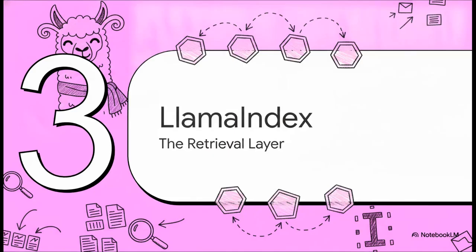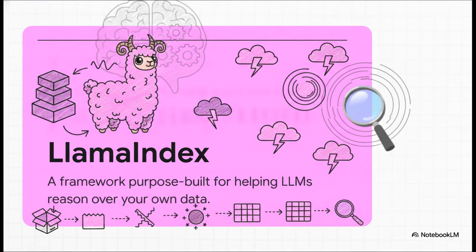Let's pivot to section 3, LlamaIndex, the retrieval layer. Now, this is our second contender, and it's a highly specialized tool. LlamaIndex is purpose-built from the ground up to help LLMs reason over your own external data. Where LangChain is all about orchestrating the steps, LlamaIndex's entire design is completely organized around the data itself. We're talking ingestion, chunking, embedding, indexing, and hyper-accurate retrieval.